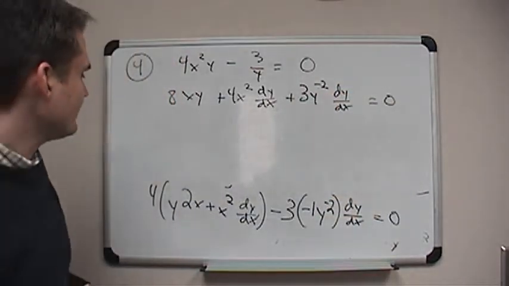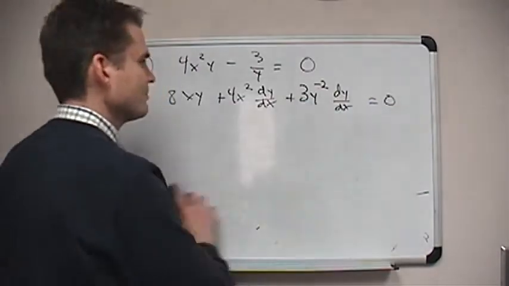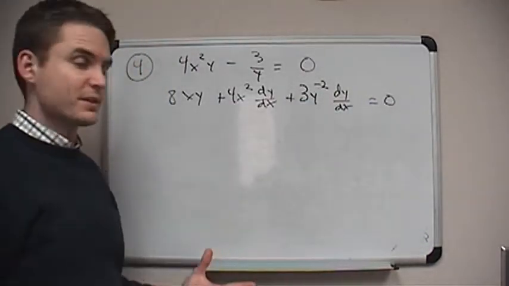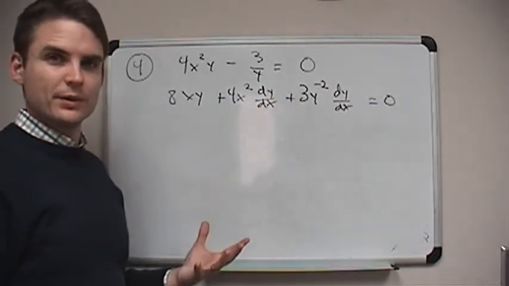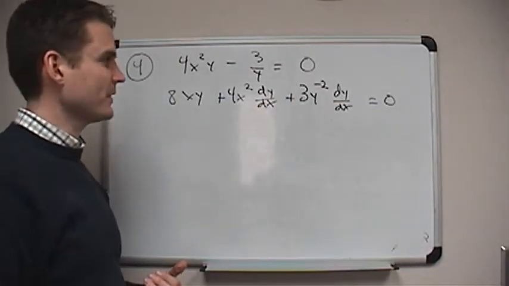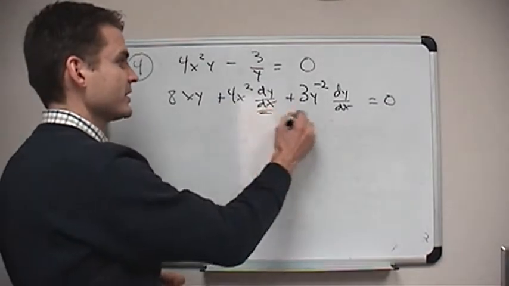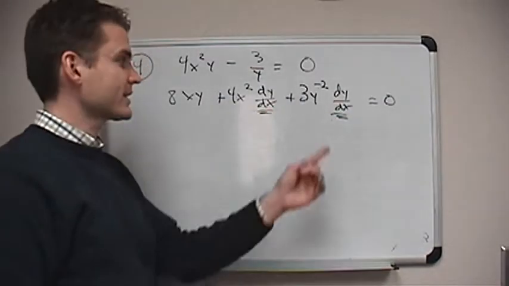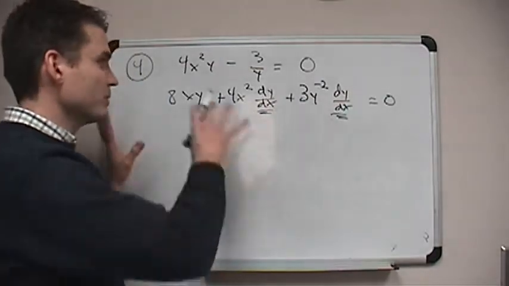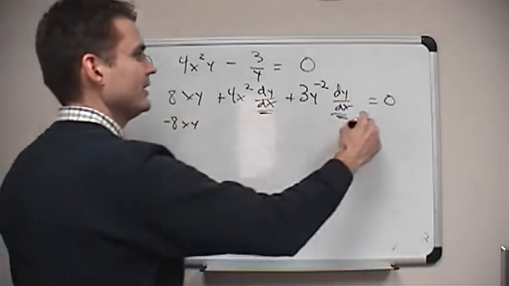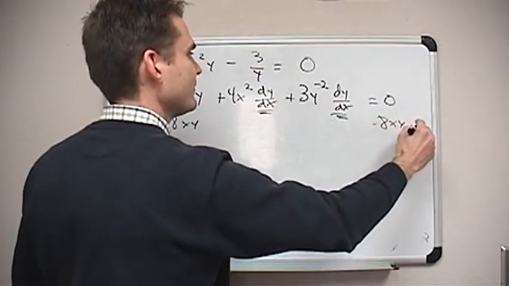Okay. Now, basically your goal in this problem, they asked you to just find the implicit derivative. So we need to solve this equation for dy over dx. It's just like solving really any other equation. The thing you want to solve for, dy over dx, appears in 2 terms. So we move everything else to the other side. So let's subtract 8xy from both sides.